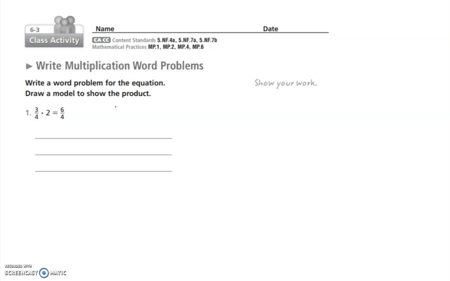So we're going to start with 6-3. No idea what the page number is, but you will figure that out. And I'll read to you the directions here. It says, write a word problem for the equation, draw a model to show the product. As always, I'm not feeling like you need to always draw the model, only if you feel like it will help you solve the problem. So this first one is simply showing us 3/4 times 2 equals 6/4. So this is a fractions problem.